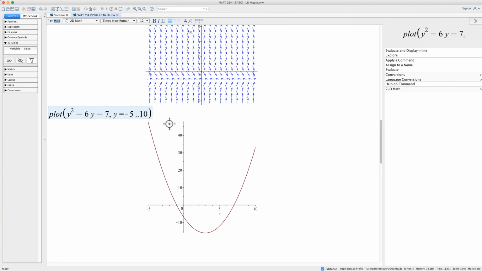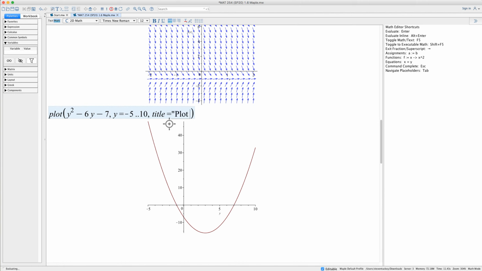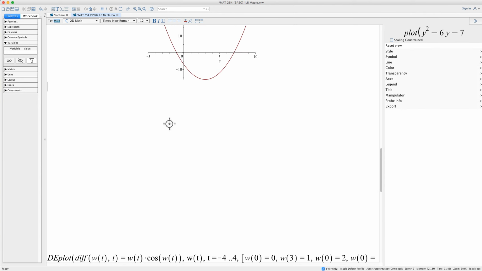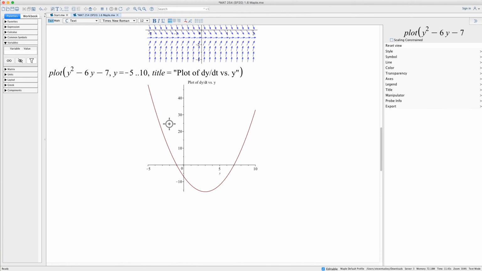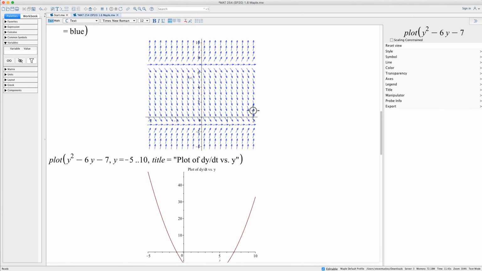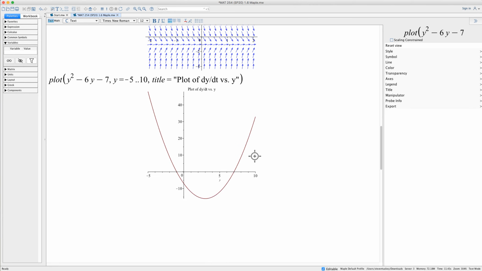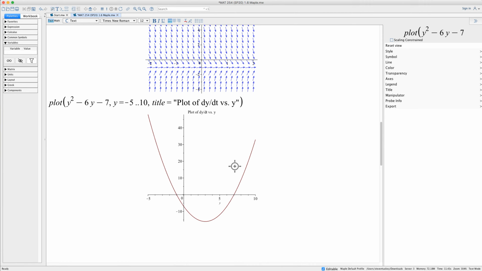Because what we're really doing is plotting, I'm going to give it a title here, the plot of dy/dt versus y. So the horizontal axis is y in this case. Everywhere in between our equilibrium solutions had a negative slope, and we see that here, between the equilibrium solutions has a negative slope. So this plot of the function dy/dt is another way we can represent the information about an autonomous differential equation. It comes in really handy.